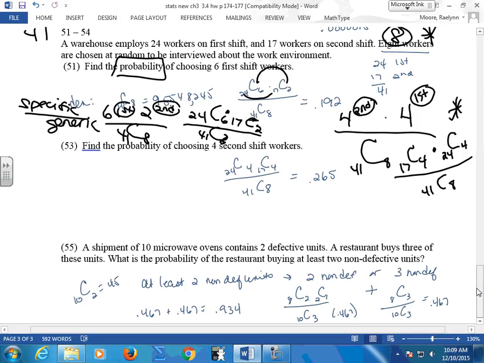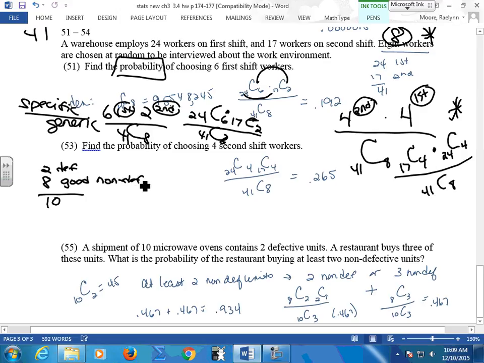Okay, so now comes your big one. I need a shipment of 10 microwave ovens. In my shipment of 10 microwave ovens, there are 2 defective units. I don't know that, of course, but this is what they're sending me. So how many are good? 8. Even though we say these are good, there's nothing wrong with them, we can still call them non-defective.